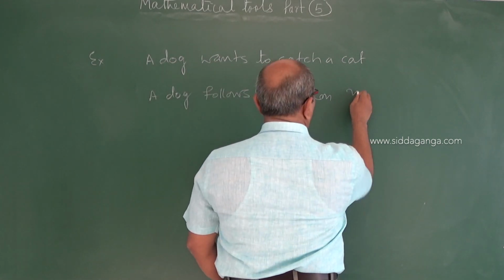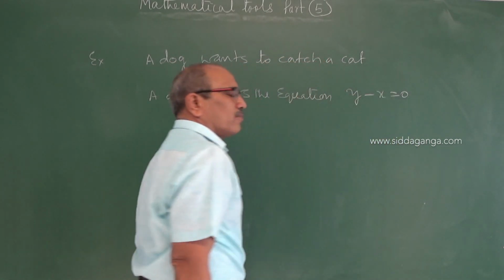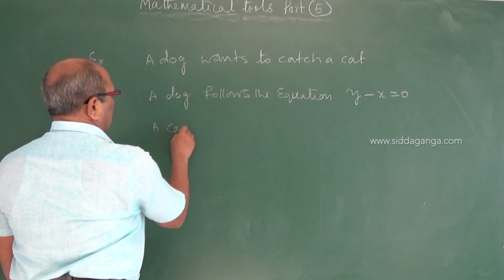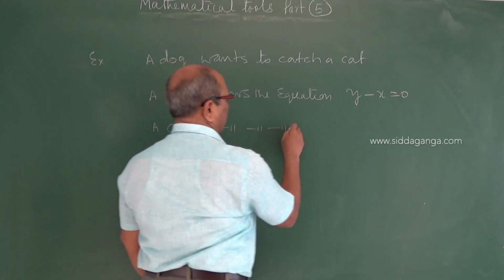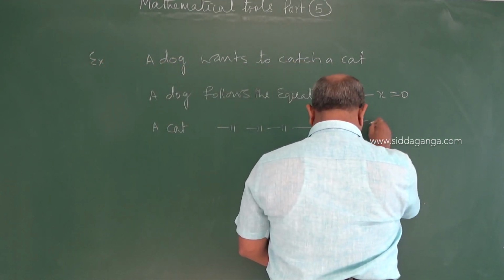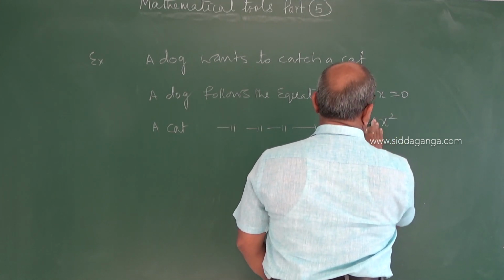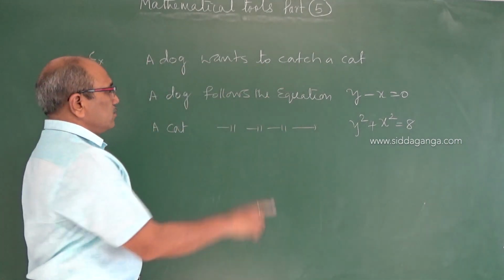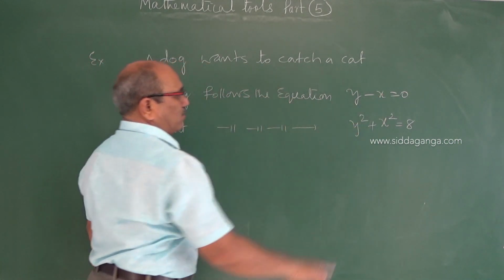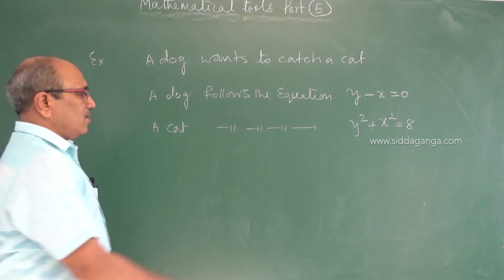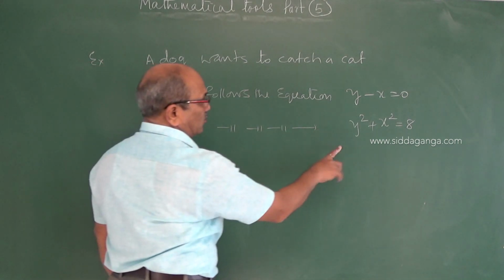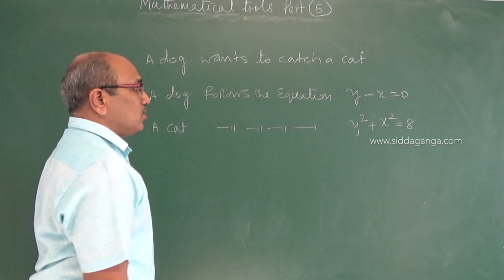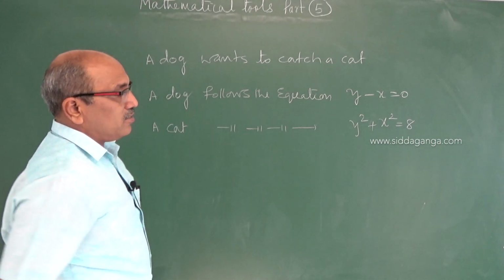y minus x equal to 0. The dog follows that equation, whereas the cat follows the equation y square plus x square equal to 8. Here the cat is running with a certain speed, y square plus x square equal to 8, a two-dimensional relation. The question is, what are the coordinates where they meet each other?